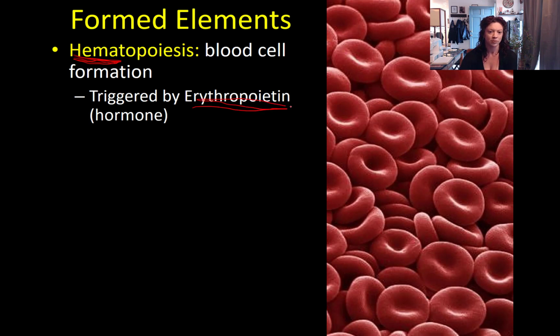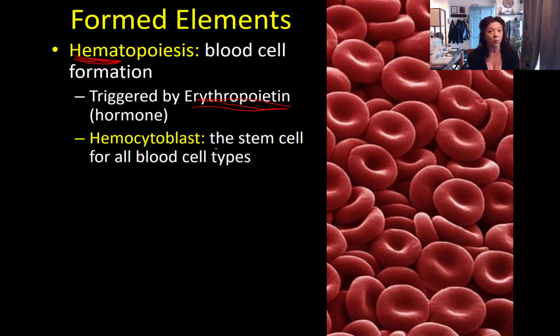Okay? Erythropoietin. This is produced when your blood cell volume gets too low. If you develop anemia, you have too few red blood cells, your body will start overproducing erythropoietin to try to bring that number back up.